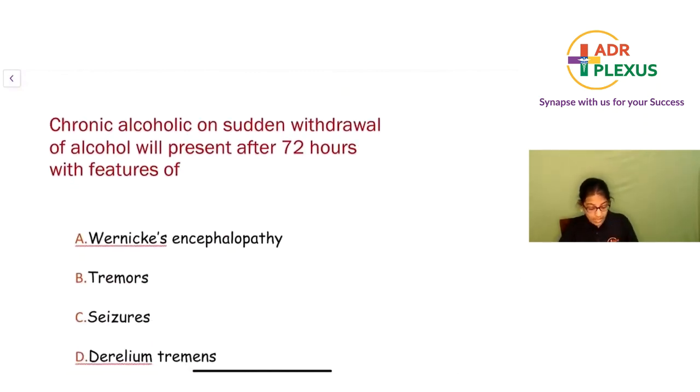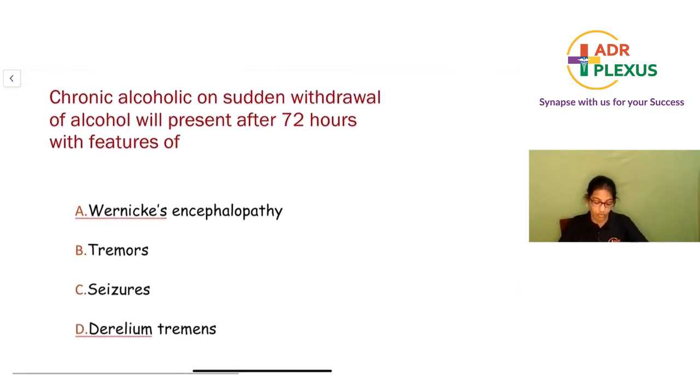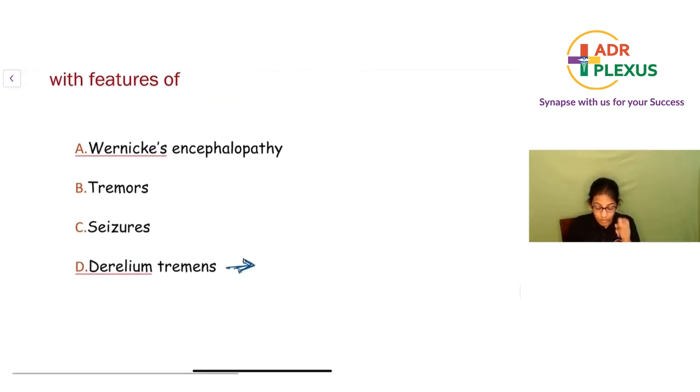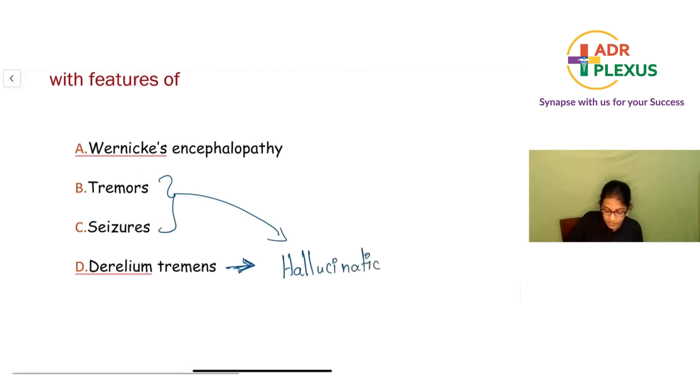A chronic alcoholic on sudden withdrawal of alcohol will present after 72 hours with features of, okay, chronic alcoholic withdrawn from the drug, 72 hours. Delirium tremens. Even in OPD, suspect these things very commonly. So what are the features of delirium tremens? What happens and why is he presenting with all these features? Of course, he will have tremors and seizures, and along with them, he will also have hallucinations.